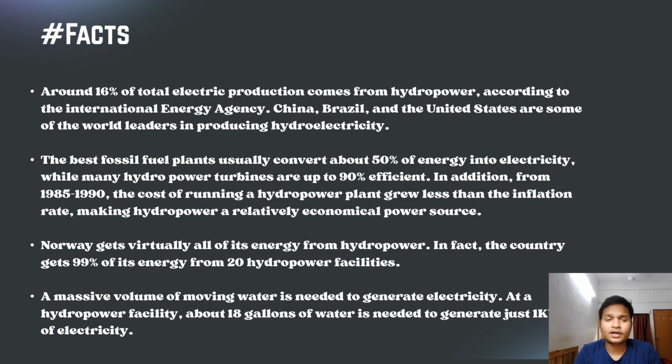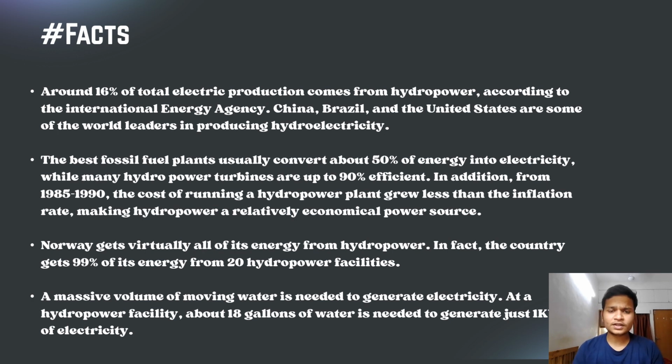Some facts on hydroelectric power plants. Around 16% of total electrical production comes from hydropower. According to the International Energy Agency, China, Brazil, and the United States are some of the world leaders in producing hydroelectricity. The best fossil fuel plants usually convert about 50% of energy into electricity, while many hydropower turbines are up to 90% efficient. In addition, from 1985 to 1990, the cost of running a hydropower plant grew less than the inflation rate, making hydropower a relatively economical power source.